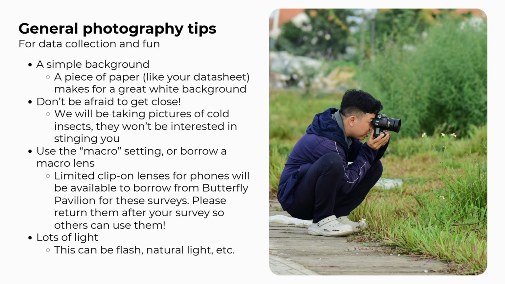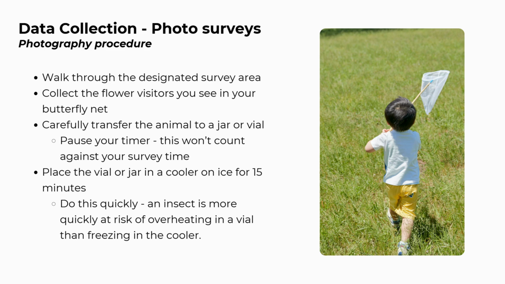Okay, for our photo surveys, we're going to walk through the designated survey area just like we did for our visual surveys, and we're actually going to use our butterfly net, and we're going to collect all those flower visitors that we see. Take those animals and put them in a jar or a vial. This can be something you have at home, whether it's a jelly jar that you've washed and rinsed out, or a prescription pill bottle that you can take the label off of and see through. Those make really nice vials. Anything like that at home, or if you would like to borrow some glass vials from us at Butterfly Pavilion, go ahead and shoot us an email, and we can schedule a time and get some of those resources to you. But carefully put that animal into a jar or vial.